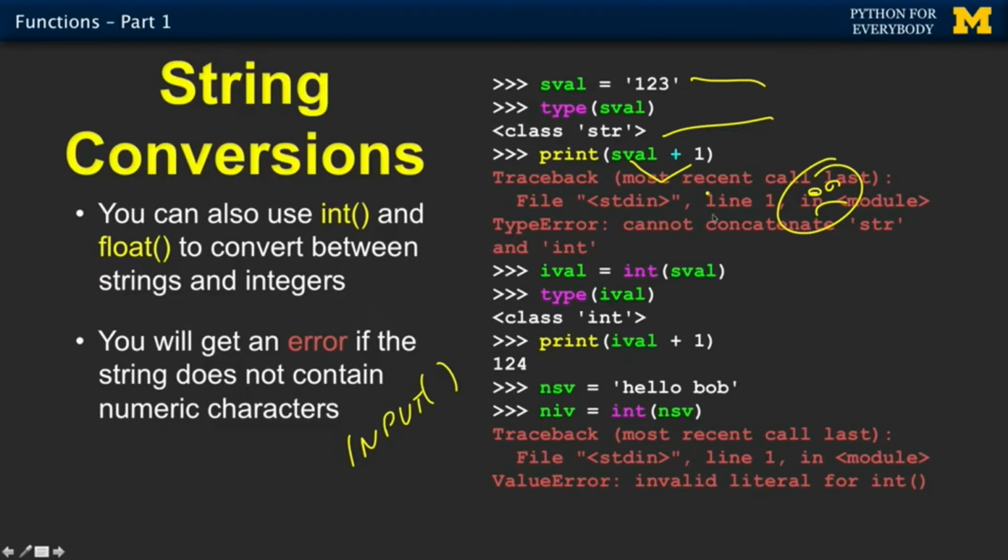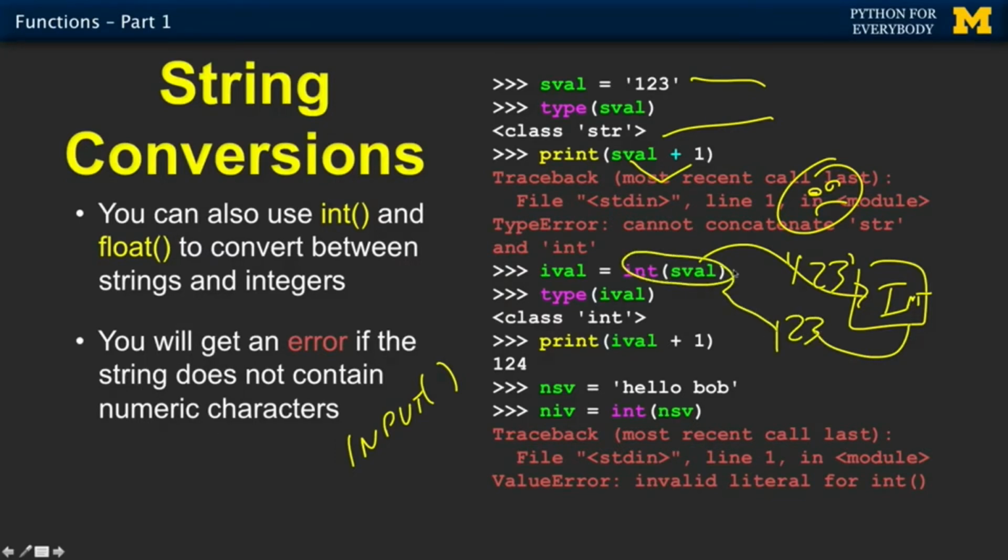But if we take this same 123 and pass sval, which is 123 the string, into the int function, we get back 123 the integer. That replaces this in the function, and then 123 the integer is assigned into ival. We say, hey, what kind of thing is ival? Well, it's an integer. We can add 1 to it and get 124. And this came from a previous chapter.